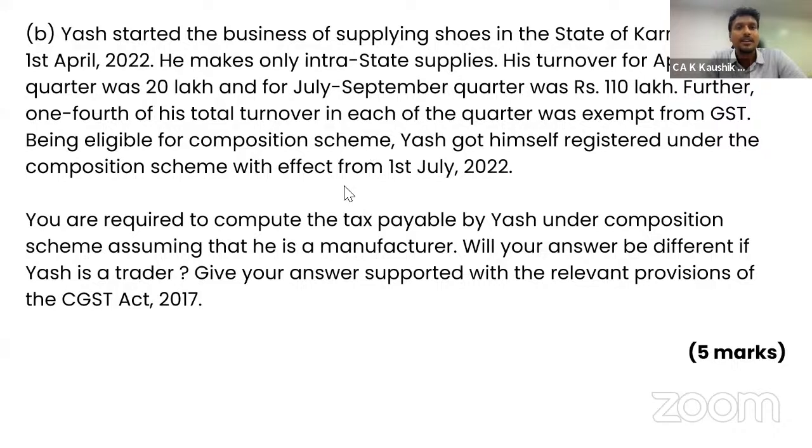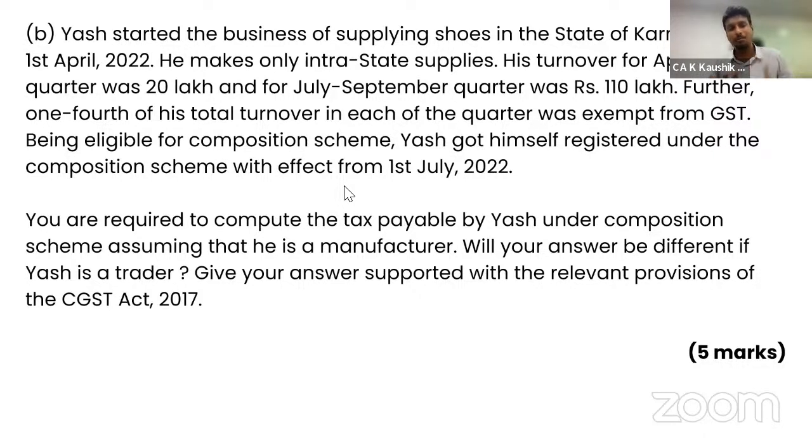Yash started the business of supplying shoes in the state of Karnataka. From 1st April 2022, he makes only intrastate supplies. His turnover for the April to June quarter was 20 lakhs and for the July to September quarter was 110 lakhs. So this is a composition scheme question, asking how and when you can opt for it.